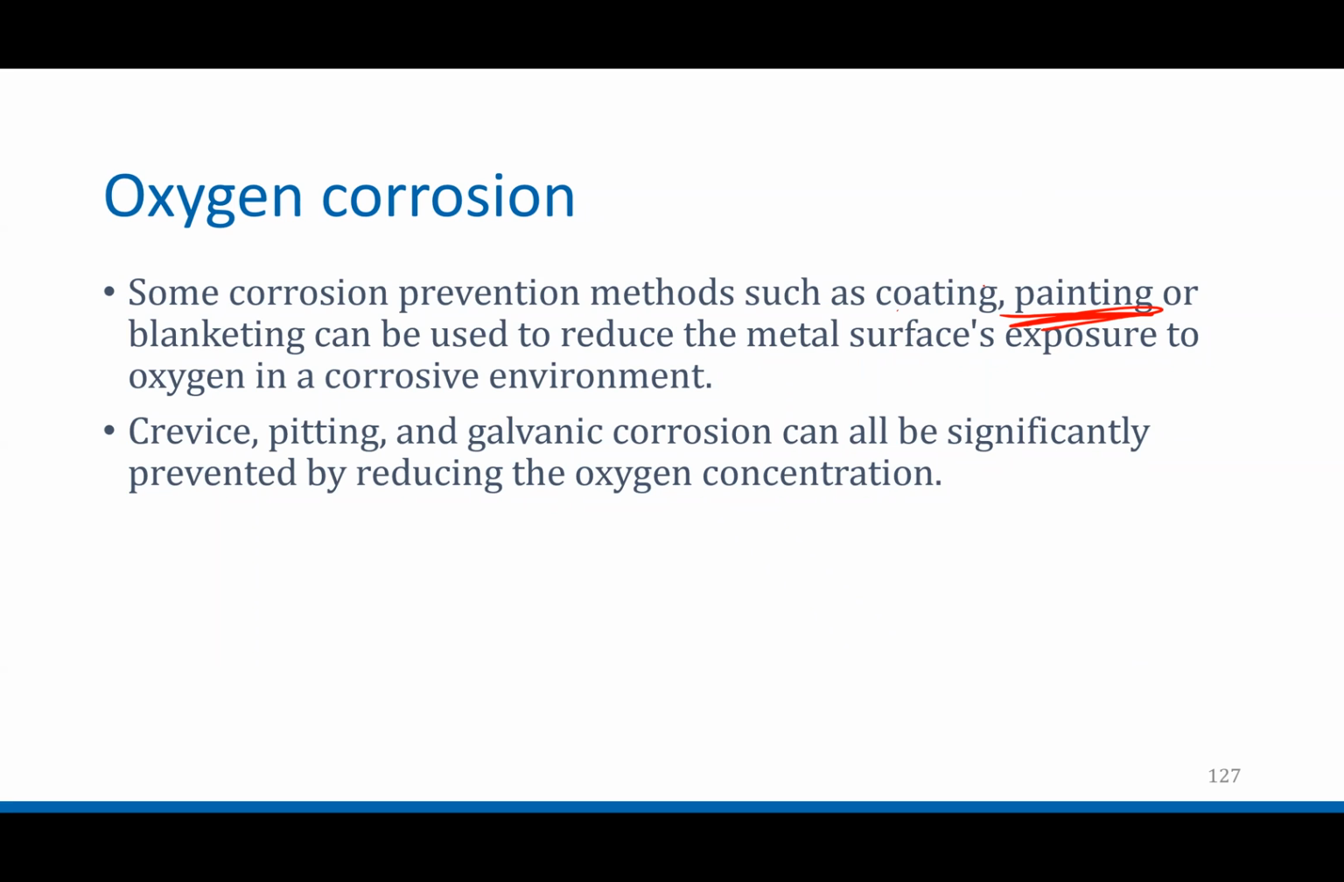Yeah. So what painting does is it reduces the metal's surface exposure to oxygen. If you paint a metal or coat a metal, another term you guys learned in chemistry 1121 is galvanized. So you can help coat the metal using an electrochemical reaction. But anytime you coat or cover the metal, you're preventing oxygen from getting in contact with it, which means you will reduce rust.